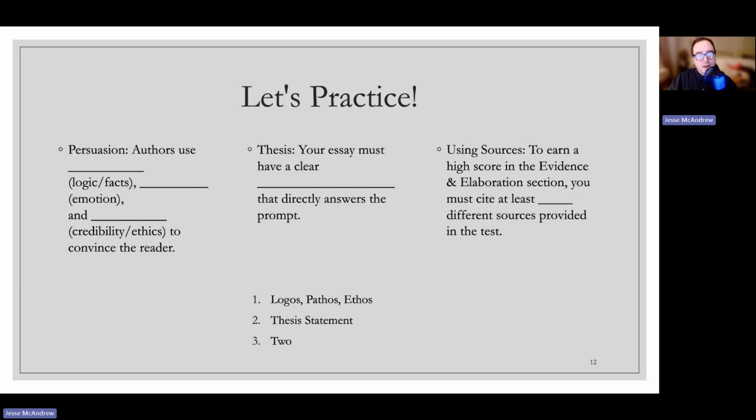For the second one, your essay must have a clear thesis statement that directly answers the prompt. This is a pretty typical question that we find for the ELA exams. And finally, to earn a high score in the evidence and elaboration section, you must cite at least two different sources provided in the text.